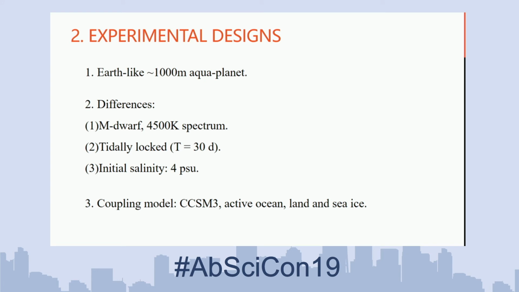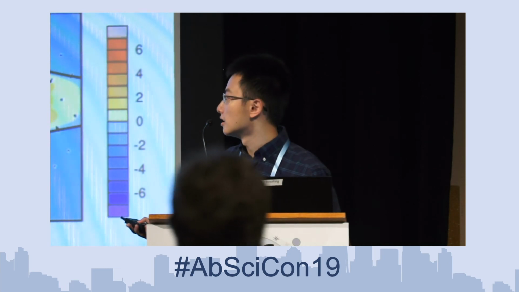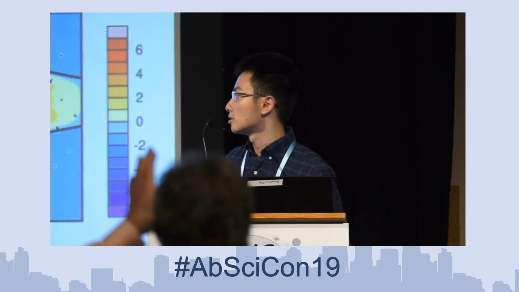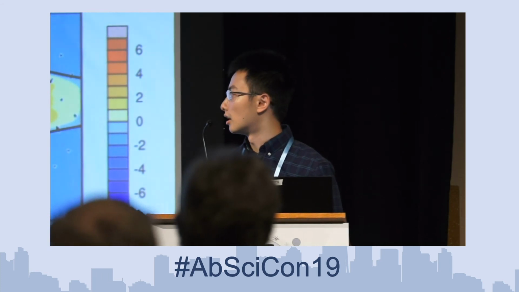then the temperature gradient will be weaker, so the wind stress will also be weaker, and the ocean current will be weaker. In the inner edge of the habitable zone, the ocean heat transport will not be so important, and the atmosphere's heat transport will be more important.